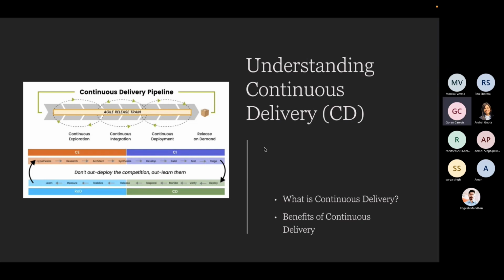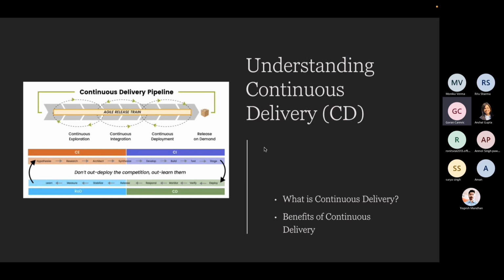It can improve software quality. With continuous delivery, every code change is automatically built, tested, and prepared for release, which can help you catch any issues early in the development process, resulting in higher quality software releases. Faster time to market. By automating the release process, organizations can speed up their time to market and deliver software updates faster.